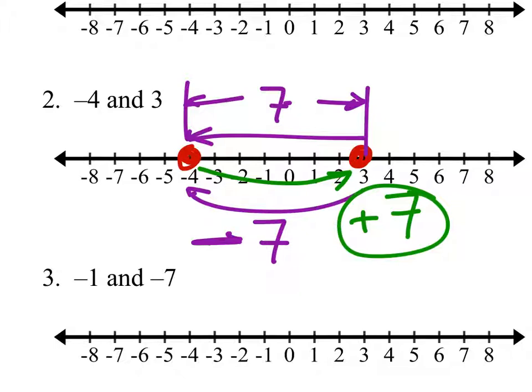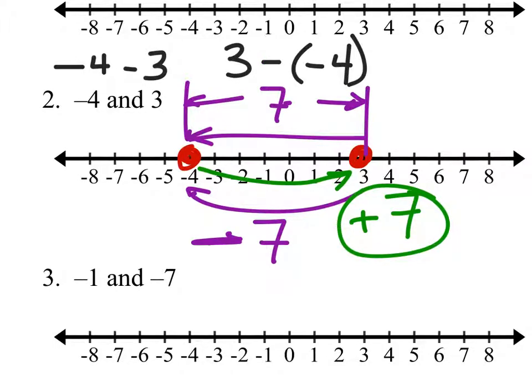Because the problems you guys are going to see on the homework and in the notes is something like this. Negative 4 minus 3. Or you may see 3 minus negative 4 like this. How these are written makes a big difference on how they will turn out.